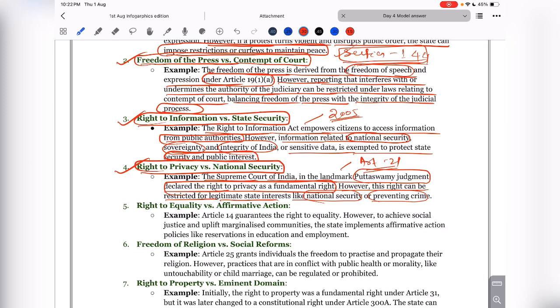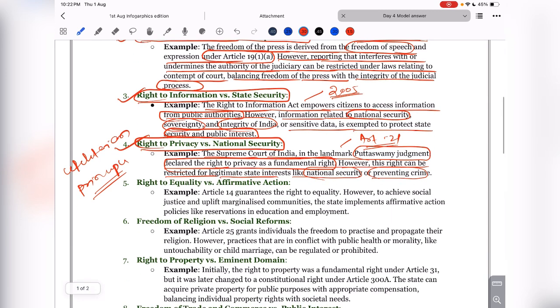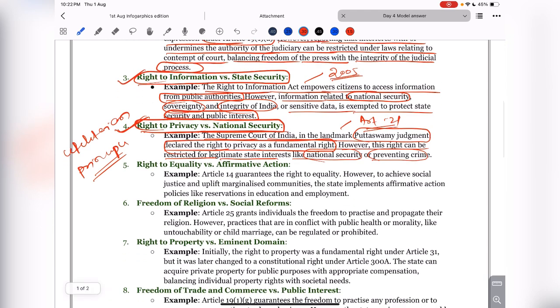Here we follow the utilitarian principle, that is maximum good to the maximum number of people, to bring maximum welfare to the maximum number of people. So right to privacy versus national security. The next is right to equality versus affirmative action. Affirmative action means reservations.